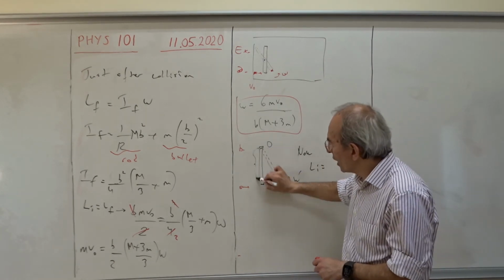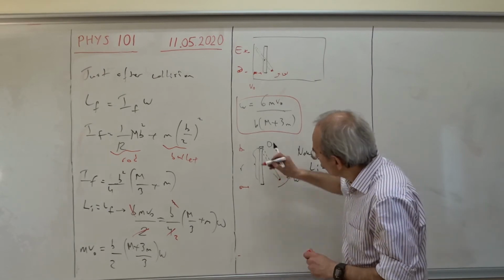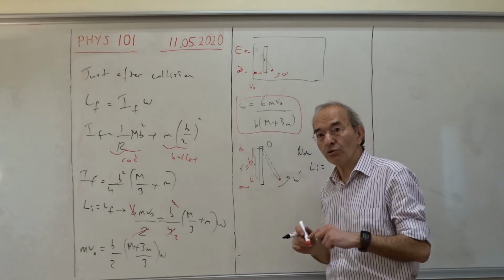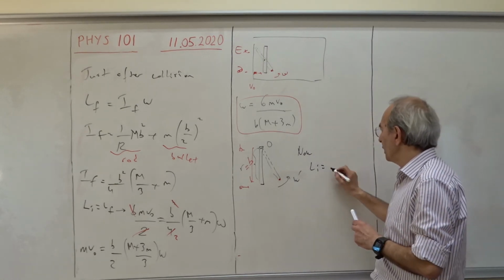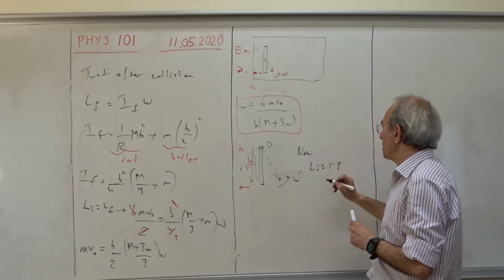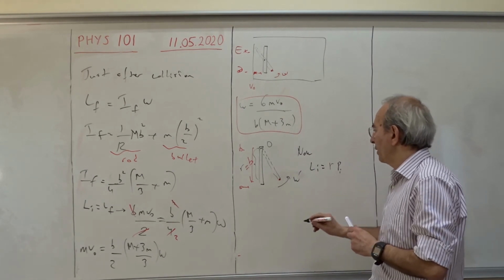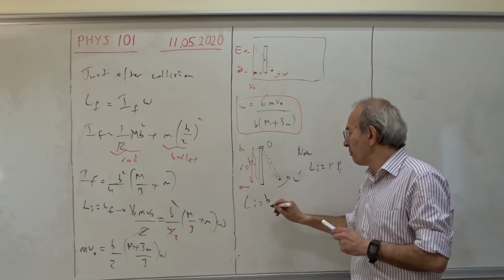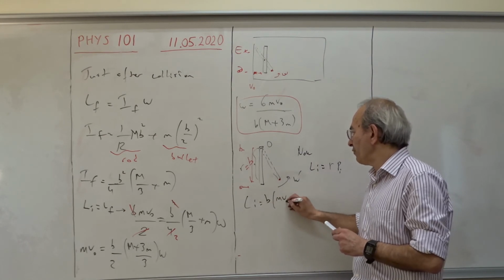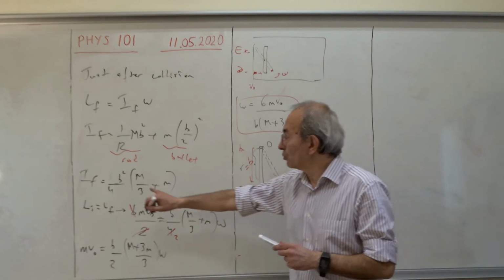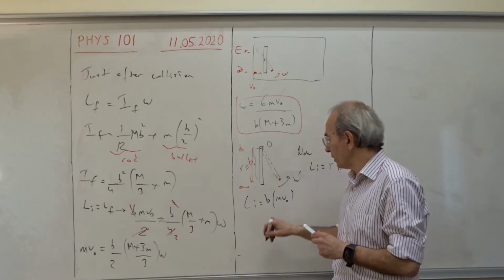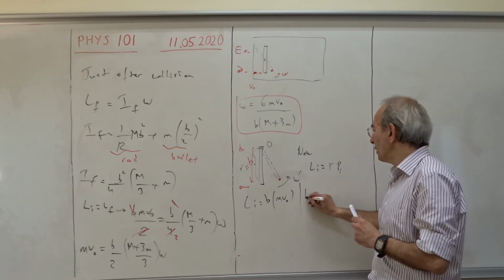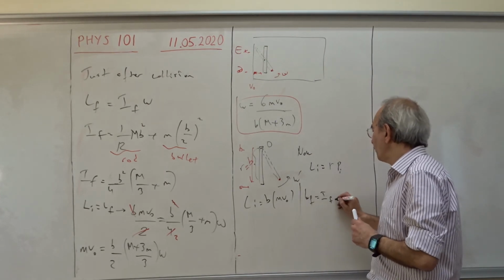This time this is our vector r. So vector r is equal to now the full b, not half of it, but total b. So L_i is initially r times p. So that L initial now is total length b multiplied by m and v0 again. Not 1 over 2 as in the first case, but just b and v0. What is L final? L final now is I final times omega.